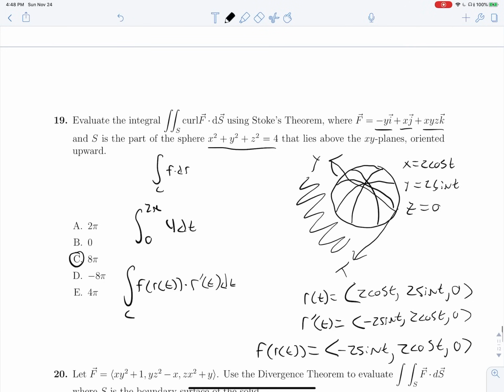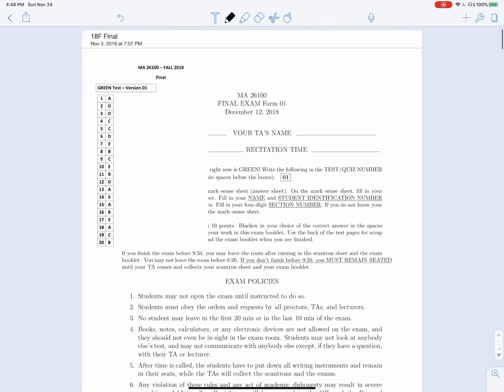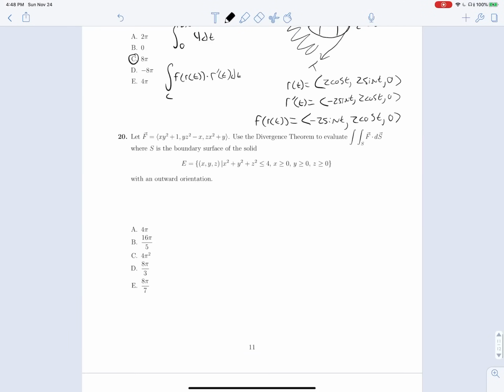And finally, yeah, I was just looking for those magic words. We are oriented upward, which is what we did. We went around counterclockwise, and so 8 pi is our answer, as opposed to negative 8 pi if we were oriented downwards.